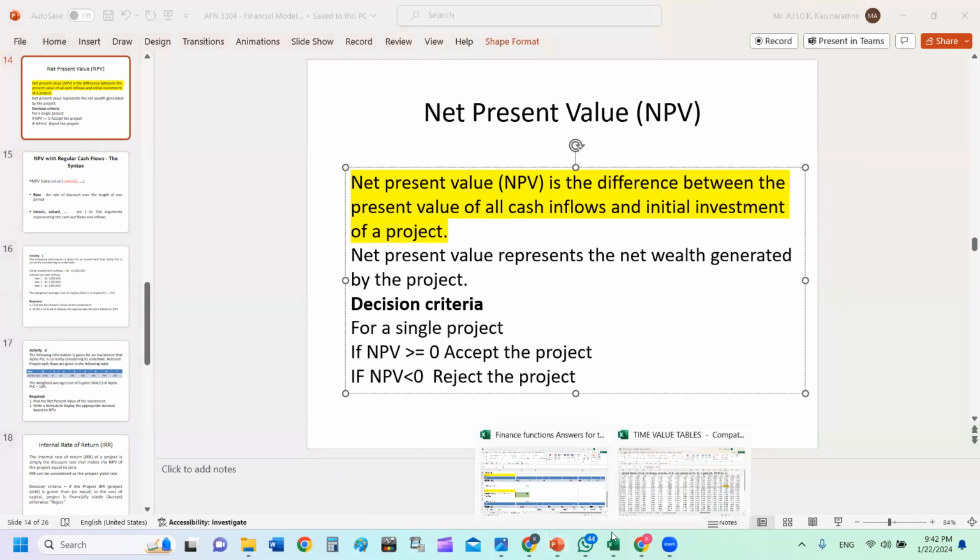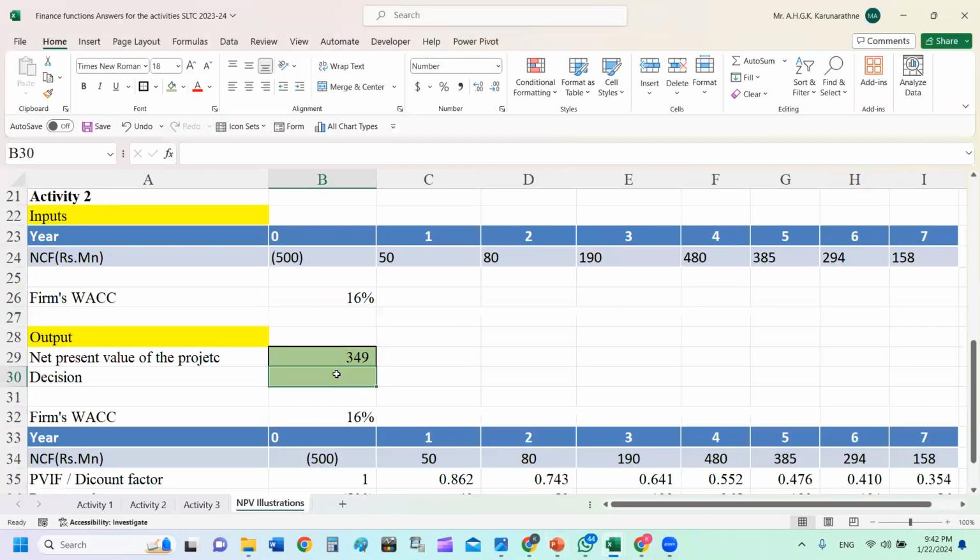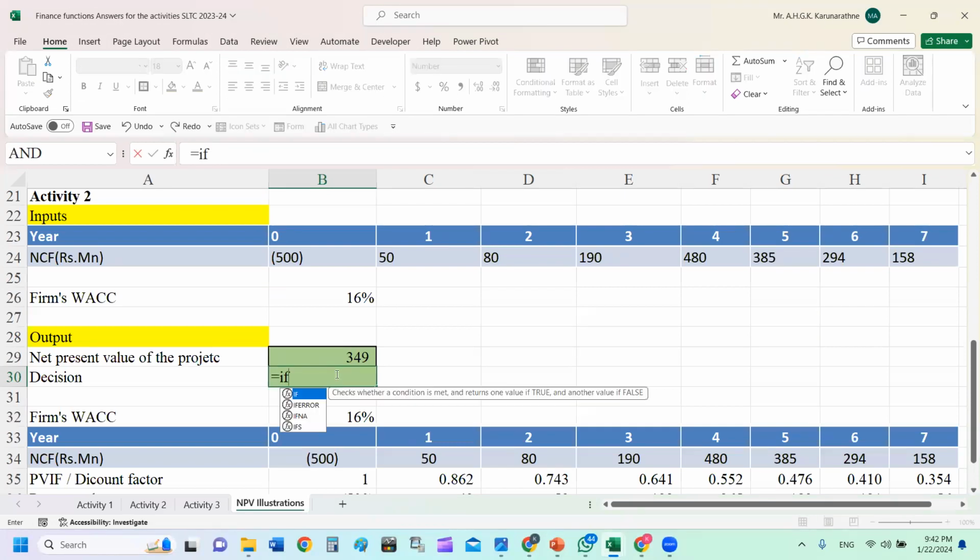It is an IF function. What is the formula? IF function. We use equal, IF, what? The logical test is NPV. If this value is greater than or equal to what? Zero. If this is true, tell it to accept.